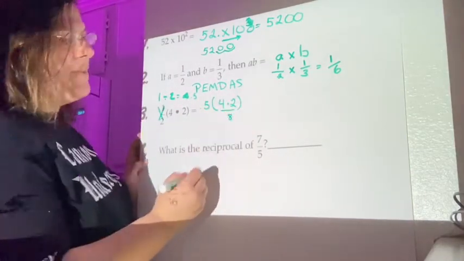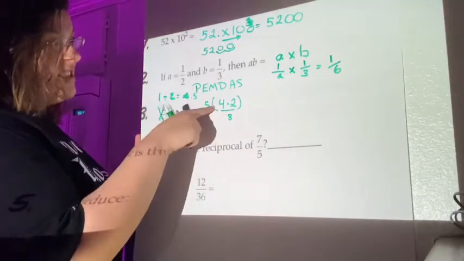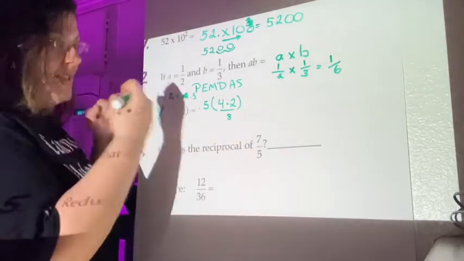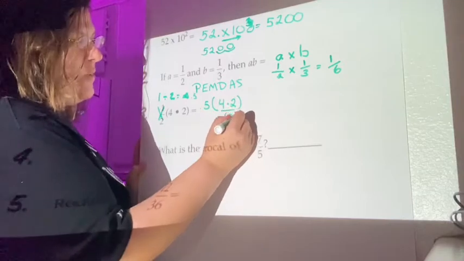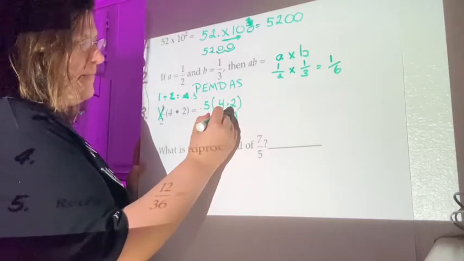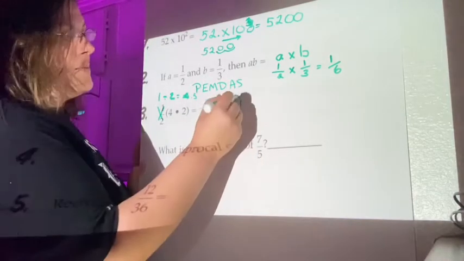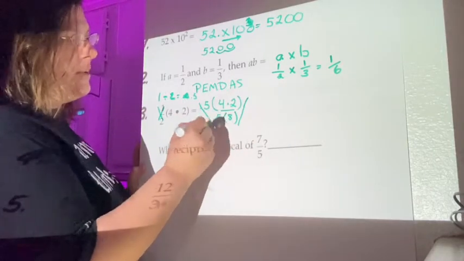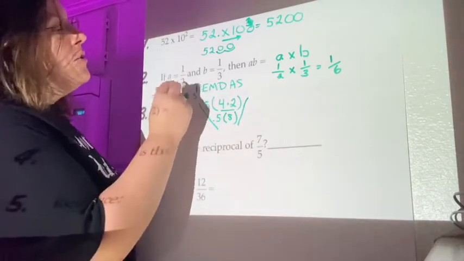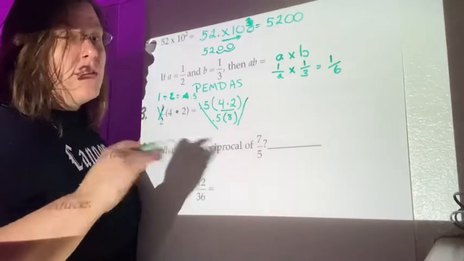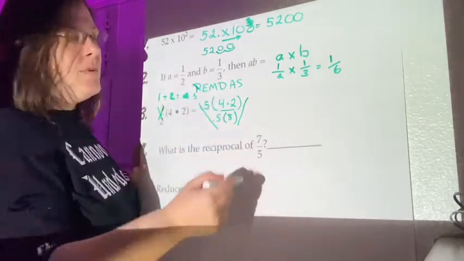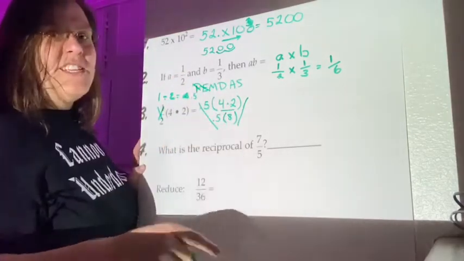Now do I have to keep the parentheses? Yes, I do, because they're butt-cheeked together. They're stuck together, so that means times, right? So we have another times problem right here. But we have to go through PEMDAS because we want the little tornado and we want it to be correct. So because of that, do I have any more parentheses I can do anything with? No. Do I have any exponents? No. Do I have multiplication?